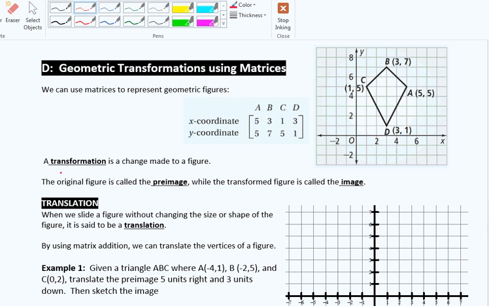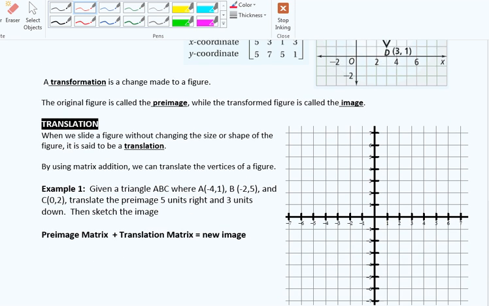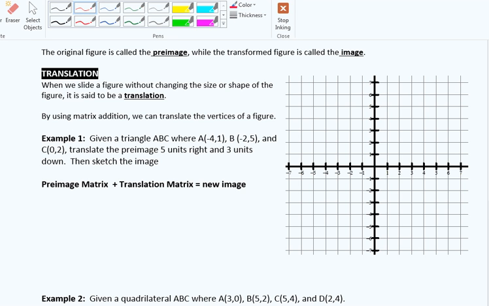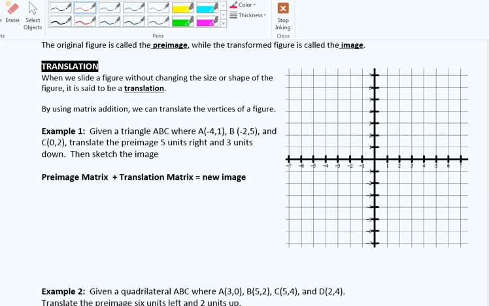So you learned in Algebra 2 that a transformation is some sort of change that's made to the original figure. Our original figure is called the pre-image, and our transformed figure is called the image. Once we have this data stored in a matrix, it frees us up from having to actually look at a coordinate plane anymore. So one of the types of transformations that you learned about in Algebra 2 is something called a translation. A translation is basically when you slide or shift the figure without changing its size or shape.